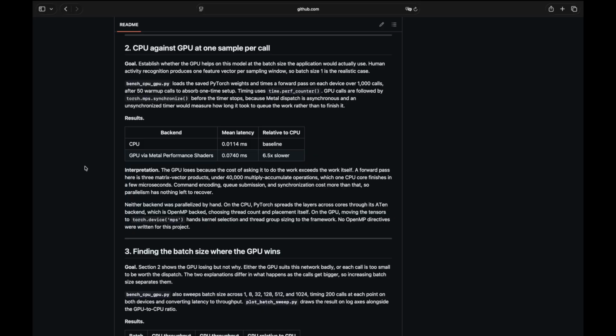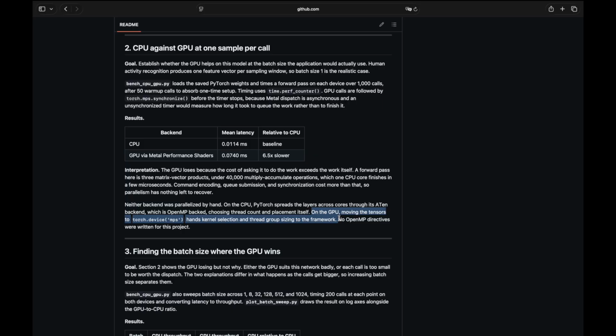This is the same conclusion Tier 2 reached on different hardware through a different toolchain, where TensorRT on the Jetson showed no measurable GPU advantage on this model. Two vendors' accelerators independently produced the same answer about this workload. Here, it is useful to mention one note on parallelism. Neither backend here was handwritten. PyTorch distributes the layers across CPU cores through its OpenMP-backed ATen backend, and moving the tensors to the Metal device delegates kernel selection to the framework.